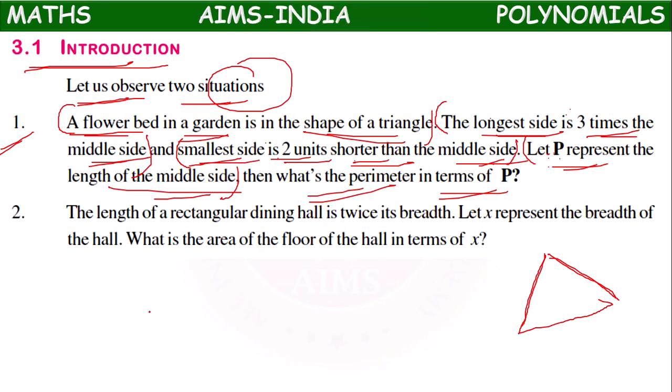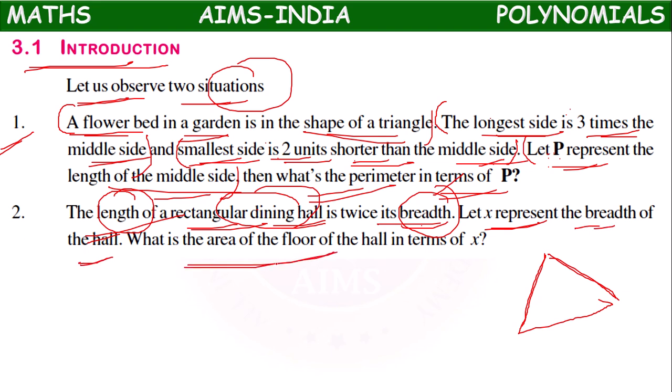Now, the second situation. The length of a rectangular dining hall is twice its breadth. Let X represent the breadth of the hall. What is the area of the floor of the hall in terms of X? As they have compared length with breadth, if the breadth is X, the length is twice its breadth, means the length will become 2X. Now we have to find the area.